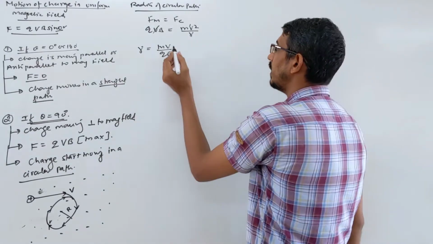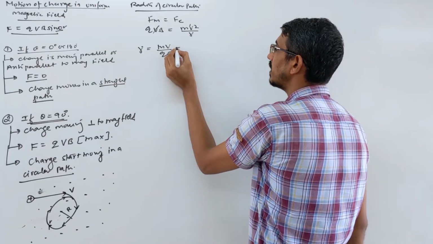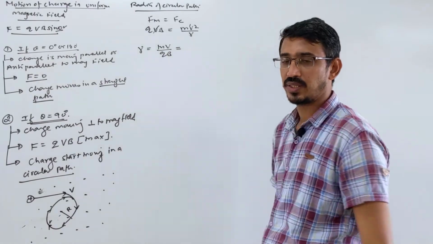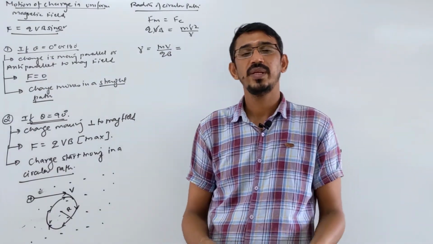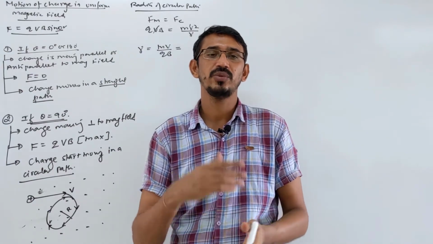Generally in the exam they ask a comparison question. They will compare two charged particles, like one is an alpha particle and one is a proton, moving at the same velocity, and ask you to find the ratio of the radius.